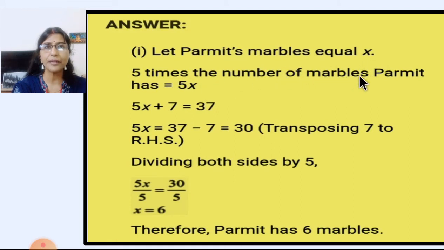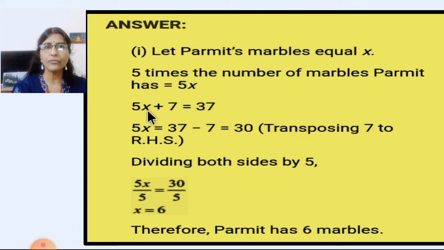5 times the number of marbles Parmeet has will be 5x. Times, we have learned, means we have to multiply. And then plus 7. In the question they have given, Irfan has 7 more than 5 times the marbles Parmeet has. So 5x plus 7, which is equal to 37. The number of marbles which Irfan has is given, that is 37.